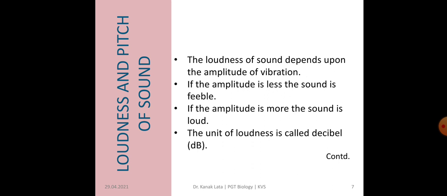Now let us discuss loudness and pitch of sound. Amplitude and frequency are the two important properties of any sound. The loudness of sound depends on its amplitude of vibration. When the amplitude of vibration is large, the sound produced is loud, and when the amplitude of vibration is small, then the sound produced is feeble. The unit of loudness is called decibel and is denoted by dB.